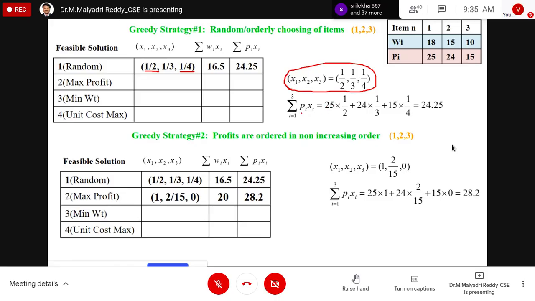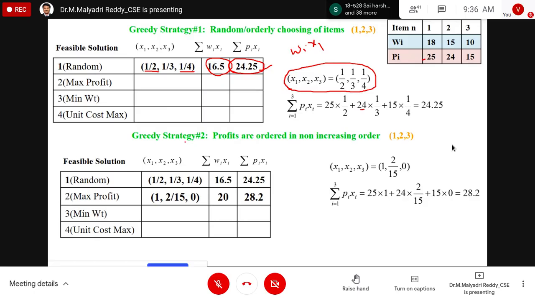25 into Pi Xi. Pi is P1. P1 is 25 into X1, 1/2. Like P2, 24 into X2, 1/3. P3, 55. Then you will get the profit as 24.25 only. The corresponding WiXi I also calculate, and I get this value. So this is one method. If I choose that value randomly, I will get this maximum weight, maximum profit. This is the first method.